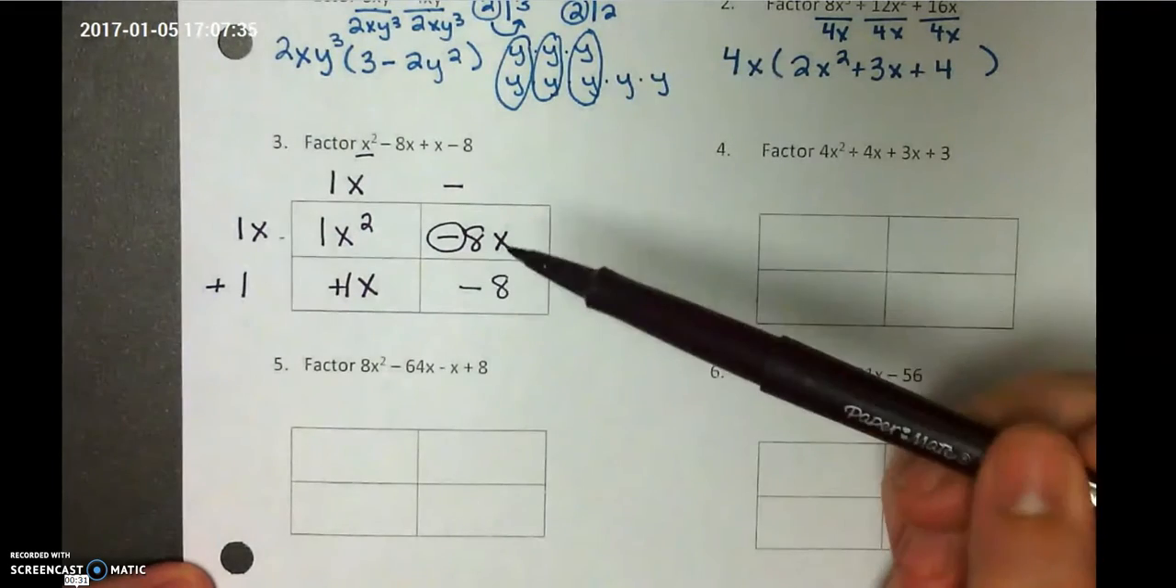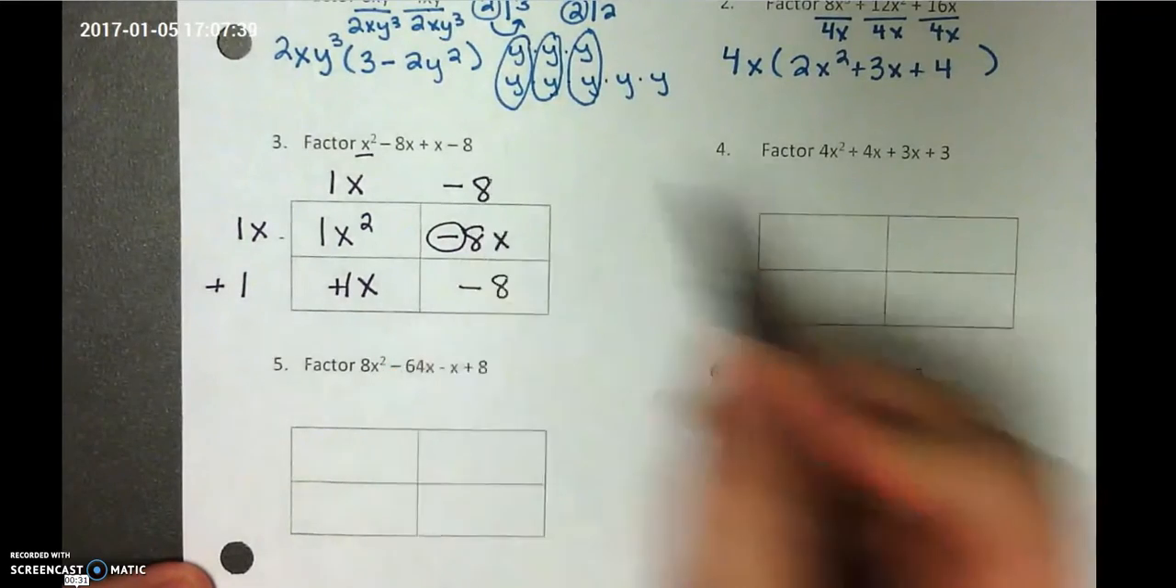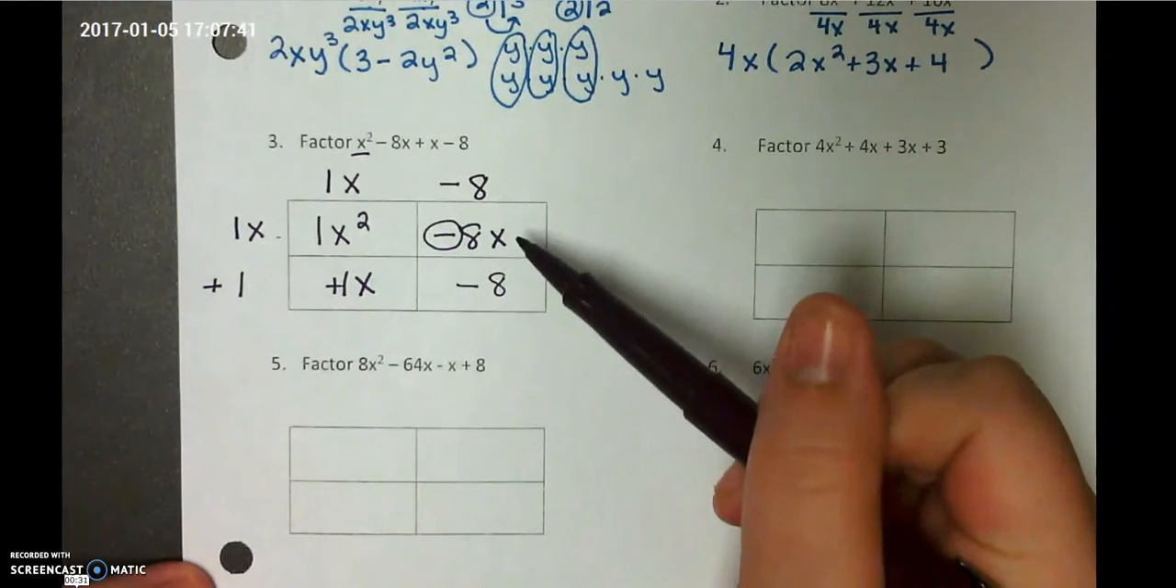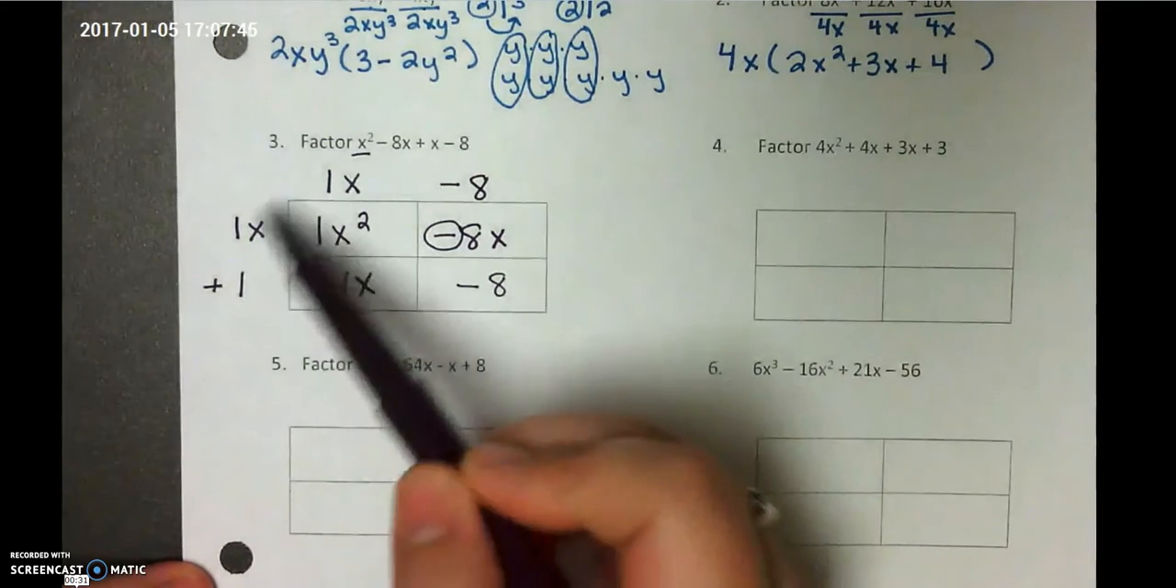Now we just look at the numbers. What's the biggest number that can go into 8? Well, 8 is 8. Then this one has an x, this has no x's, so they have no x's in common. So now we have our 4 answers.